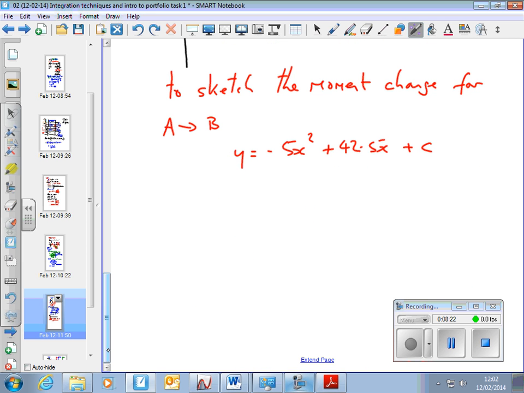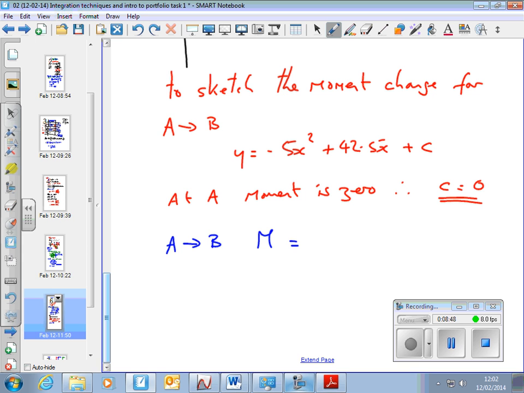So at A, the moment is 0. Therefore, c equals 0 for A. But later on it won't be. So from A to B, the moment curve is y equals minus 5x squared plus 42.5x. So I can now plot that on Autograph. So I could start a new page and put that in between 0 and 2.